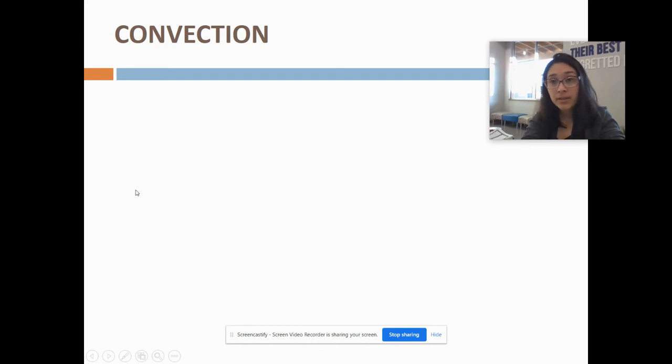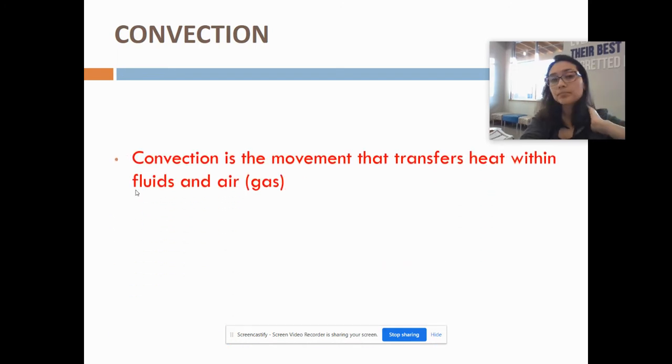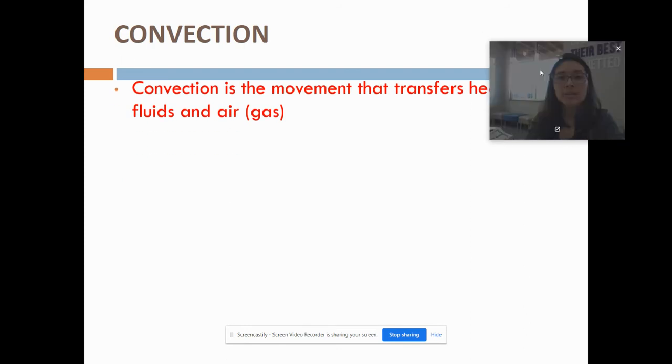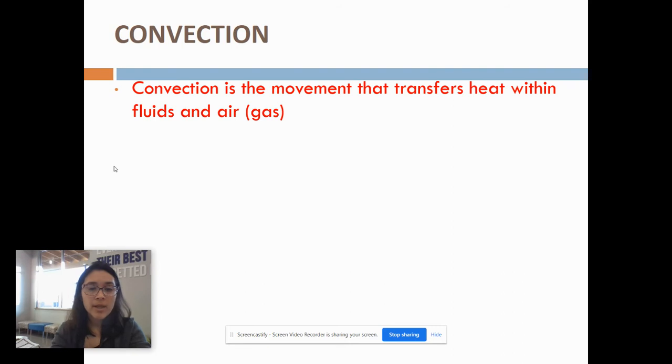Okay, so convection. Go ahead and write what convection means. Convection is the movement that transfers heat within fluids and air, so gas or water. Convection is not through touch. Convection is through either the air or through water.